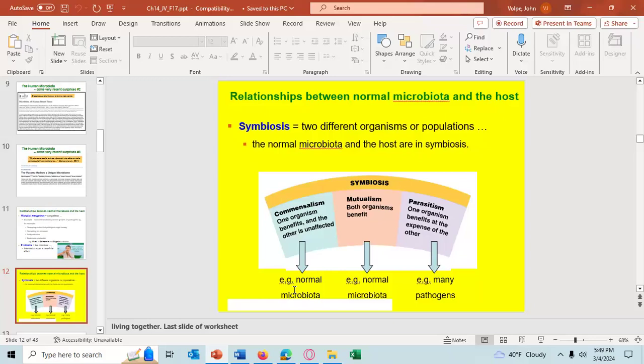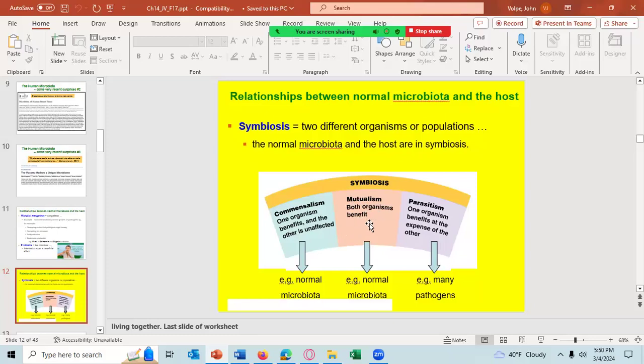There might be some normal microbiota living on our skin, which most of the time is commensalistic, where we give it a home, we might even give it food, so it benefits, but it doesn't do us any harm. It doesn't do us any good most of the time. But the thing is, every once in a while, it may compete with a pathogen, in which case it's doing us good. And that's not a commensalistic relationship. That's a mutualistic relationship where both organisms benefit.